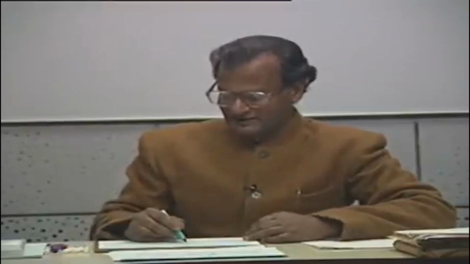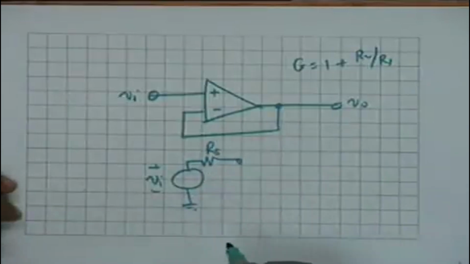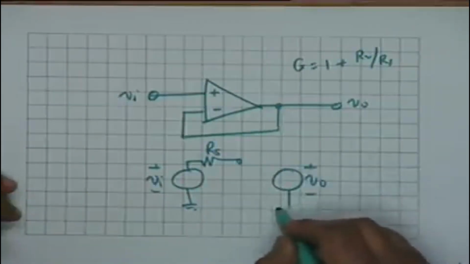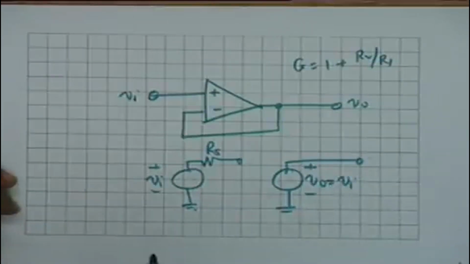The simple equivalent circuit would be this: Vi. Can the source be allowed to have an internal resistance? Oh, why not? The op-amp does not take any current, so it could be any internal resistance, let us say Rs. And at the output you simply get V0, which is equal to Vi, because the gain is unity.